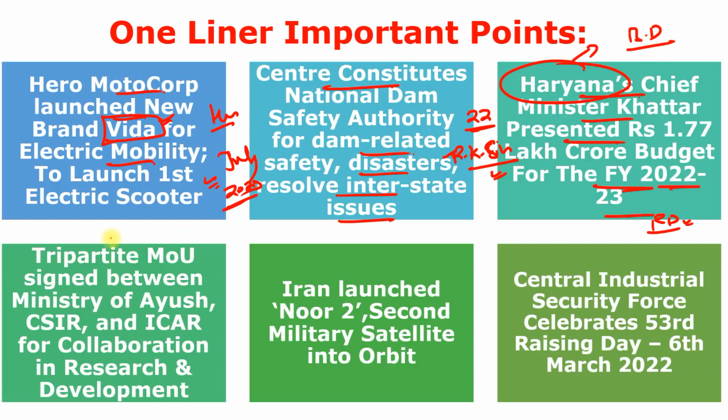Next, a tripartite pact or MOU was signed between the Ministry of Ayush, CSIR and ICAR for collaboration in research and development. The Ministry of Ayush signed a tripartite memorandum of understanding with the Council of Scientific and Industrial Research, or CSIR, and the Indian Council of Agricultural Research for interministerial cooperation for the promotion and facilitation of research and development, and to draw synergies between medicinal plants and traditional agriculture practices in India.